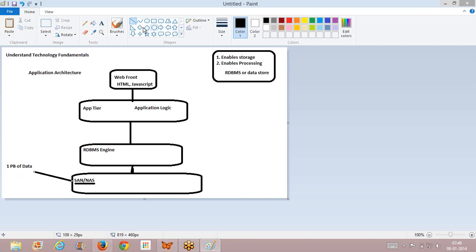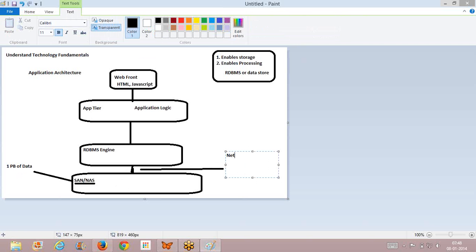So there is a first bottleneck which is getting created here. The first bottleneck is network traffic, or network bandwidth, let me call it. So this is your first problem, or yeah, network congestion. That's a better way to look at it.